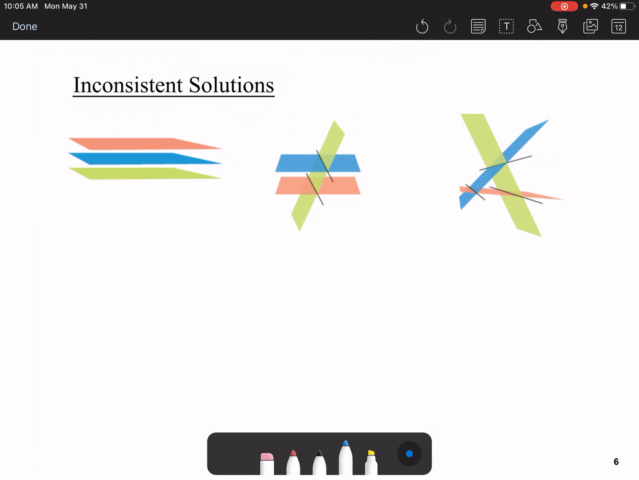These are inconsistent solutions. So as you can see, no solutions here. In our second case, it is also no solutions, because there's actually 2 lines of intersection. And in our third case, this is also no solutions, because this creates 3 lines of intersection.